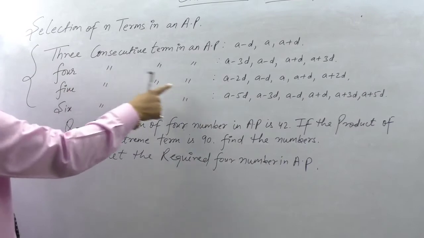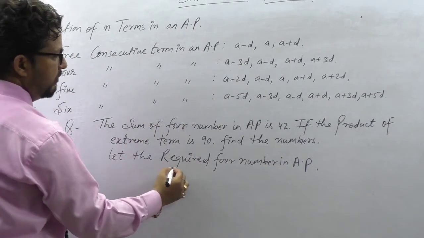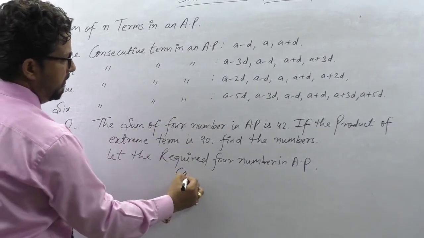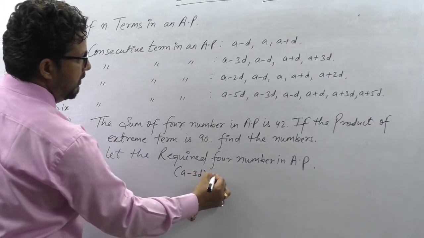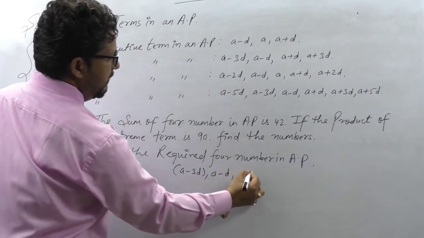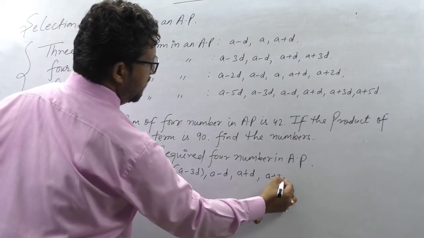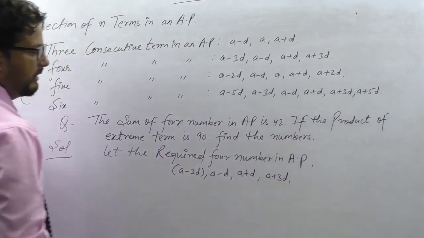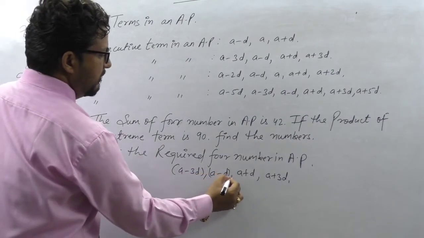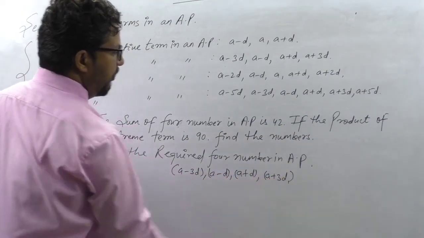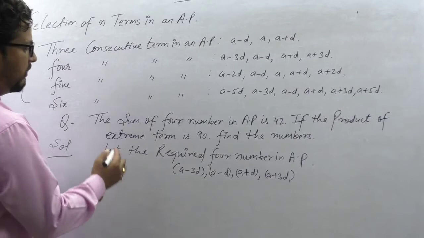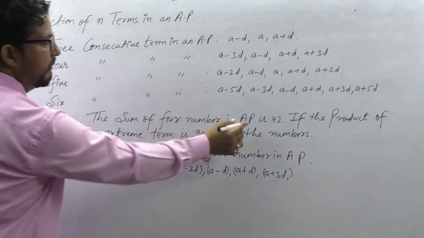We know the required four numbers in AP are a minus 3d, a minus d, a plus d, and a plus 3d. So these are the four numbers that we have taken. This is first, this is second, this is third, and this is fourth. Now as per the question, it is given that the sum of four numbers in AP is 42.